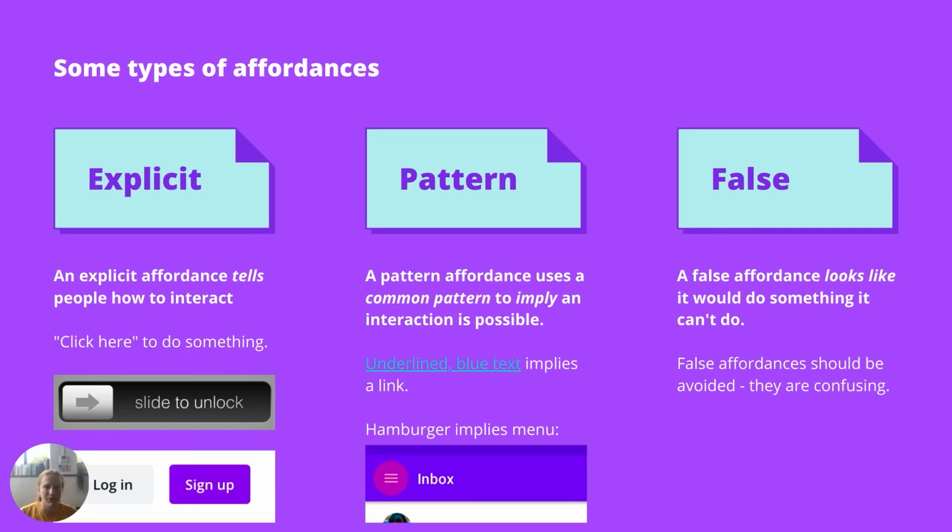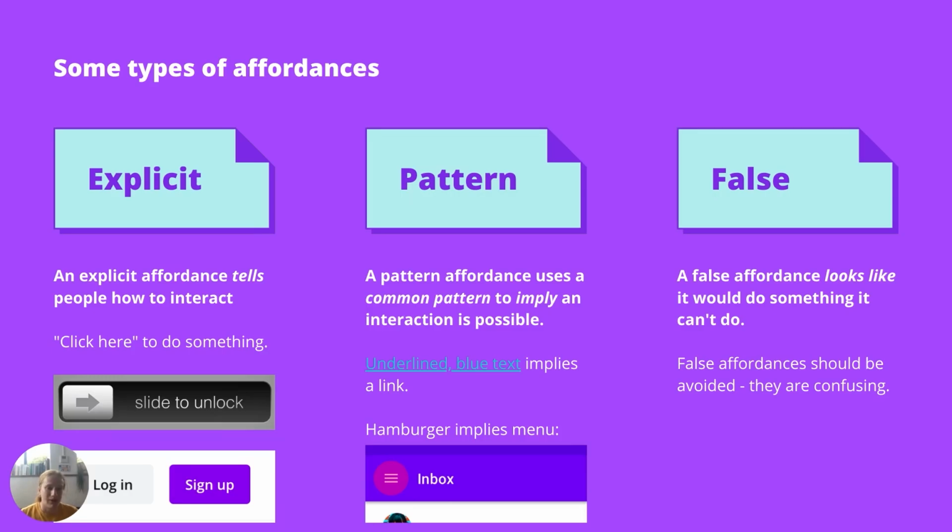The third type of affordance, and this is actually quite an important one, is false affordances. I don't have too many examples because usually people don't ship things that use false affordances. And a false affordance is where something looks like it could do something, but it actually can't. So that would be creating something that looks like a button, but actually isn't a button. Or that it looks like a hamburger menu, but it's not actually a hamburger menu.